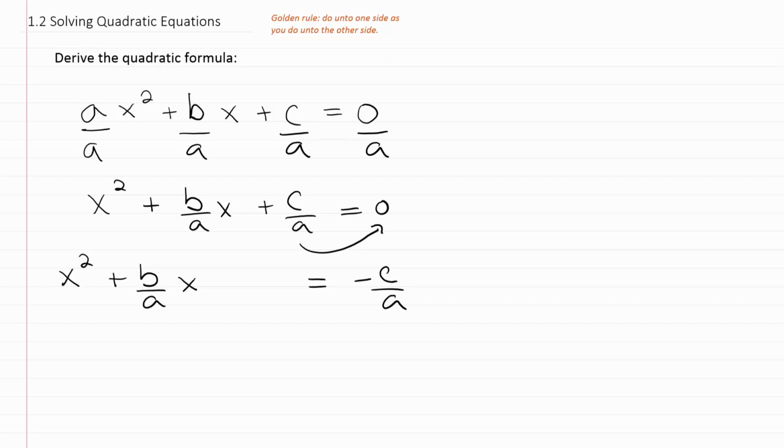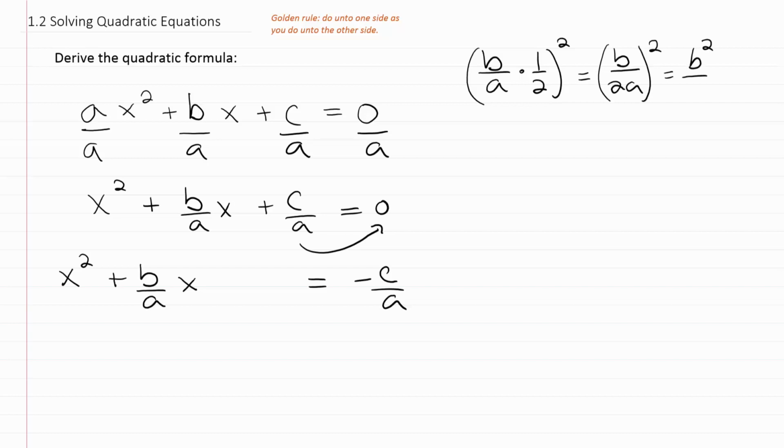Then we're supposed to take half of the b term and square it, right? So let's write that over here. Half of b over a will simply be b over a times 1/2, and then we need to square that. That's going to give you b over 2a, and if you square that, you end up with b squared over 4a squared. Now, remember, that is going to be added to both sides of the equation, so we'll have plus b squared over 4a squared, and then plus b squared over 4a squared on the right as well.